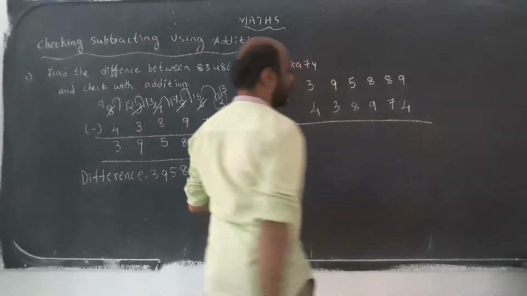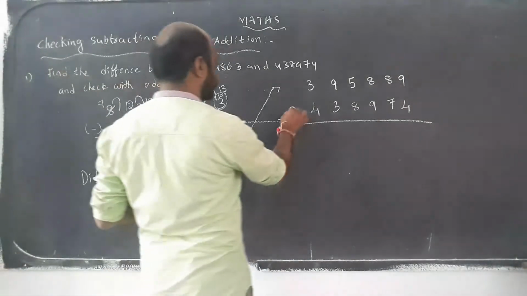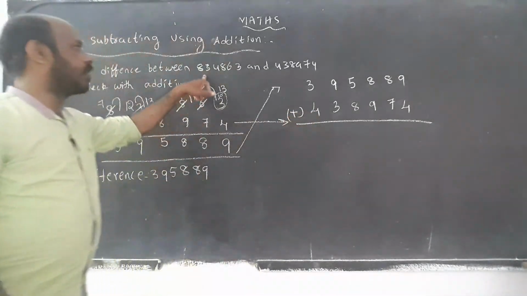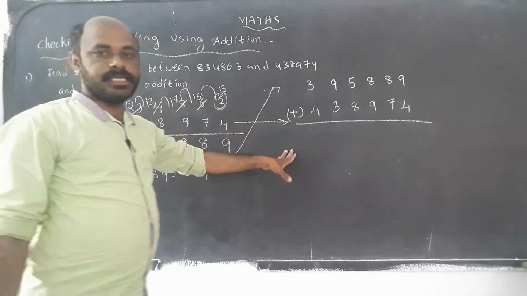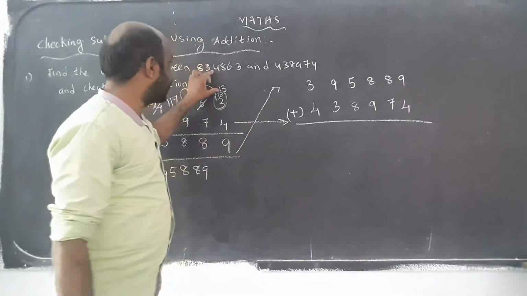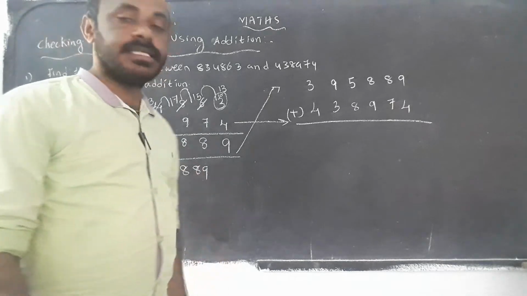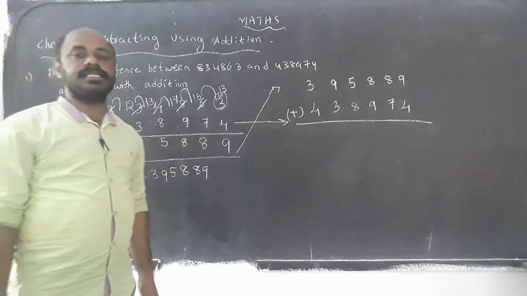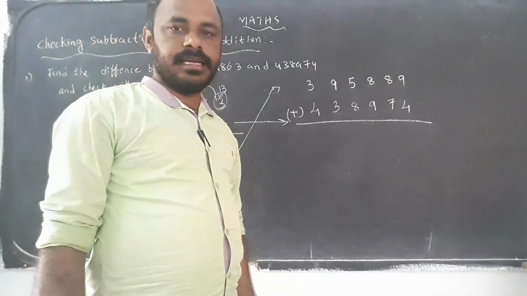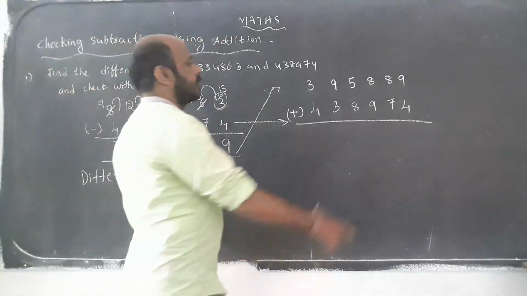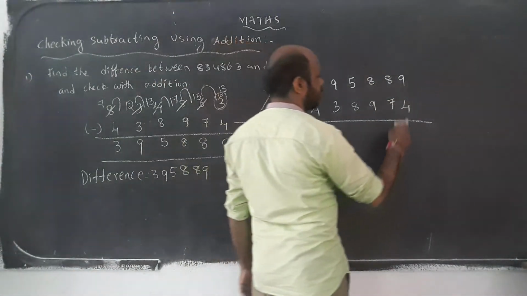Whenever we are adding these two numbers, whenever we apply the addition, we should get the bigger number compulsorily. If your answer does not tally with the bigger number, then the subtraction we did is wrong. If you get the same number, then what we followed is correct. Okay children, now the next one: 9 plus 4 is 13.